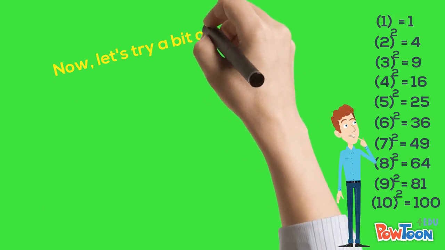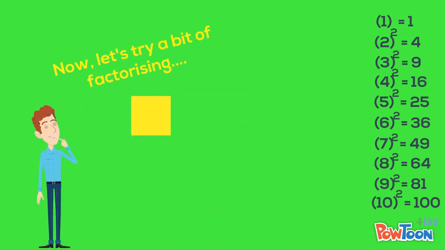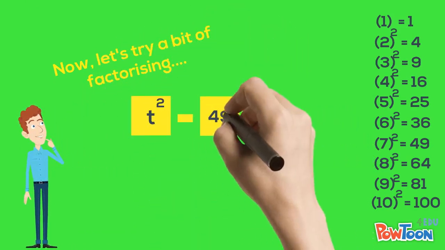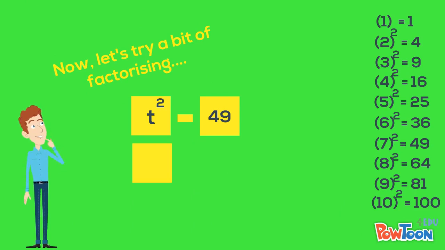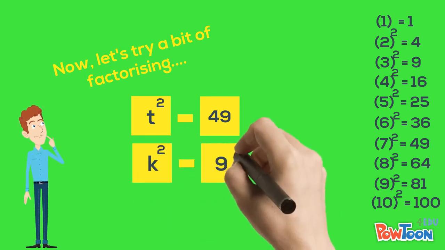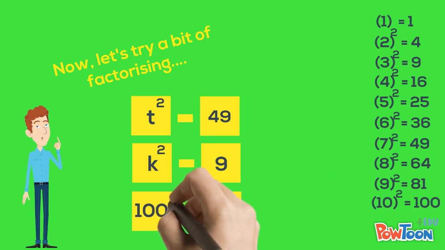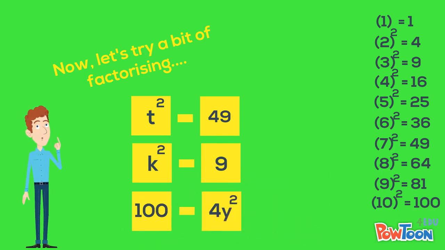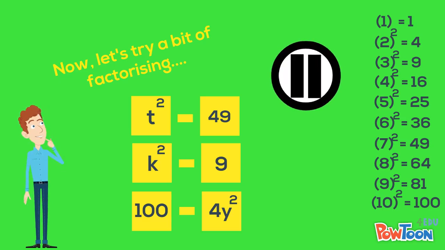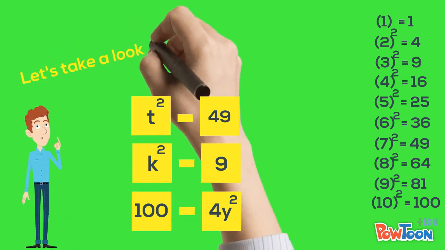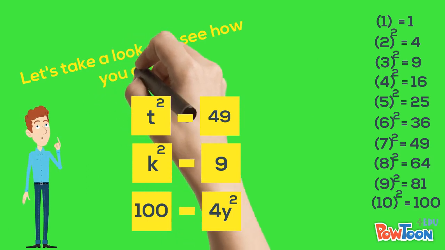Let's try a bit of factorizing together. We'll have a look at t squared minus 49, k squared minus 9, and we'll try 100 minus 4y squared. Take these down and pause the video and see how you get on with them yourself. Let's take a look and see how you did.